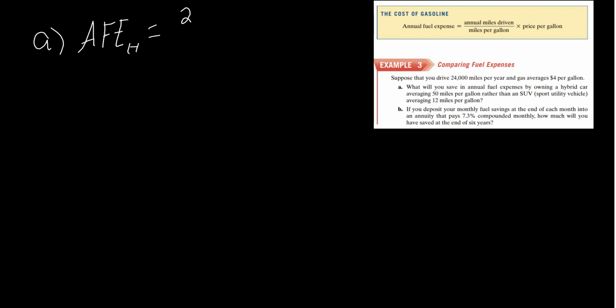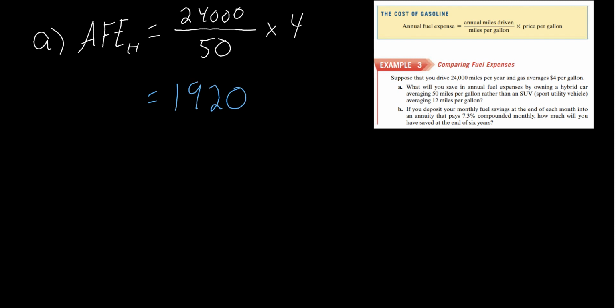So 24,000 miles divided by miles per gallon. I get 50 miles per gallon in my hybrid. And I'm going to multiply that by the price per gallon, which is $4 a gallon. Let's do the arithmetic. All this will end up being 1920. So $1,920 of fuel consumption for the hybrid vehicle.